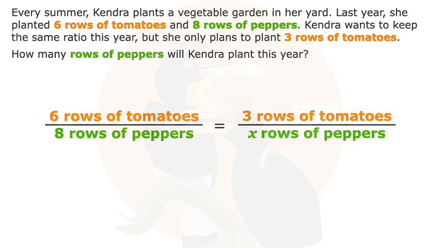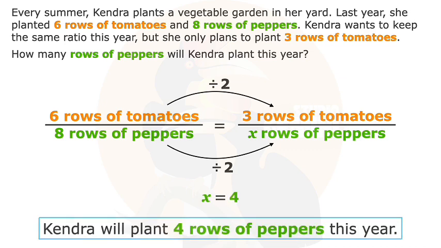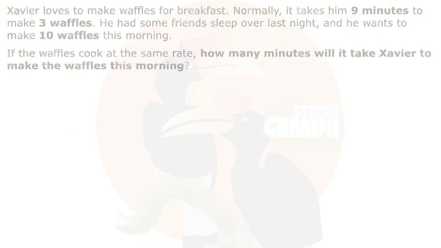Now let's compare our numerators to start to solve. To get from 6 to 3, we would divide by 2. Since we divide the numerator by 2, we have to divide the denominator by 2. 8 divided by 2 is 4, so x equals 4. This means Kendra will plant 4 rows of peppers this year. Let's try one more example.